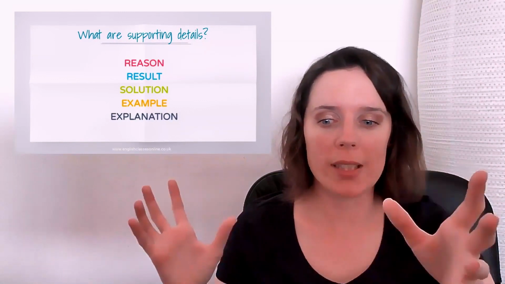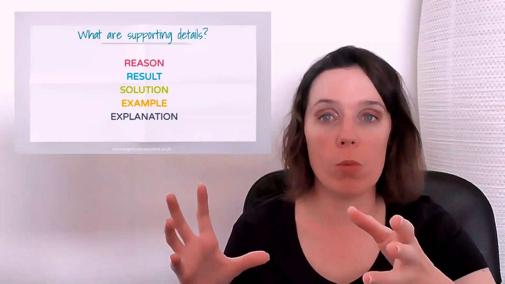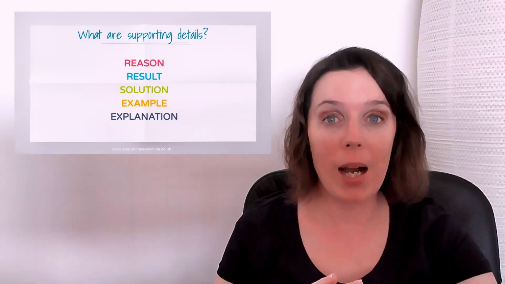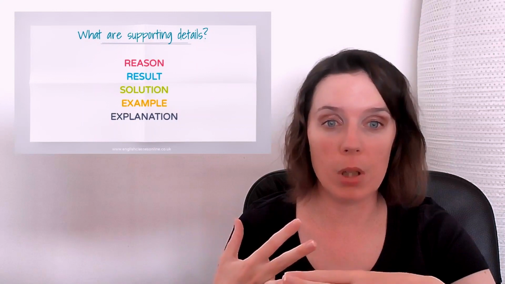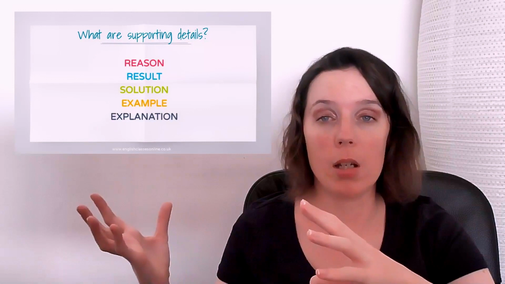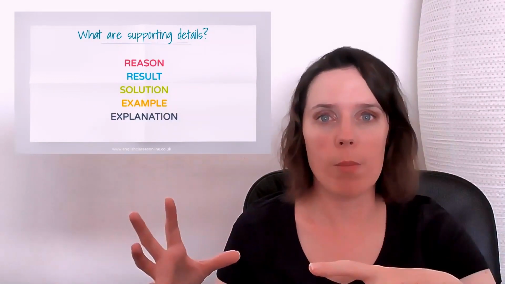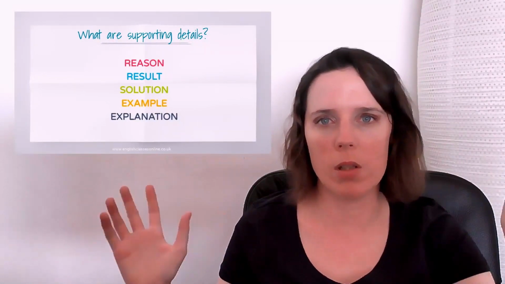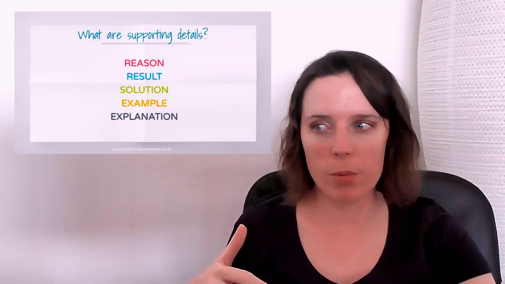So for example, a writer's main point could be that governments don't do enough to combat climate change. That could be the main point, and then he could back that up or support that idea with a reason, an example, an explanation, a solution, whatever. So it could say, governments don't do enough to combat climate change. For example, just this year, however many thousands of tons of rubbish flooded into the Pacific Ocean. And that's your example.